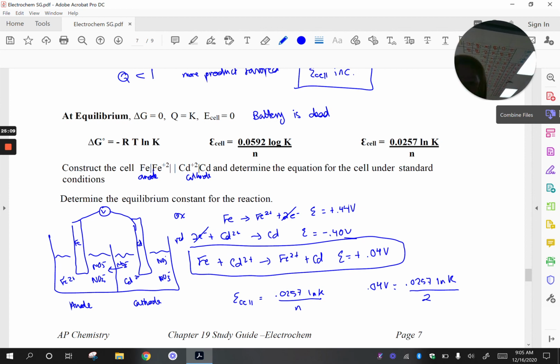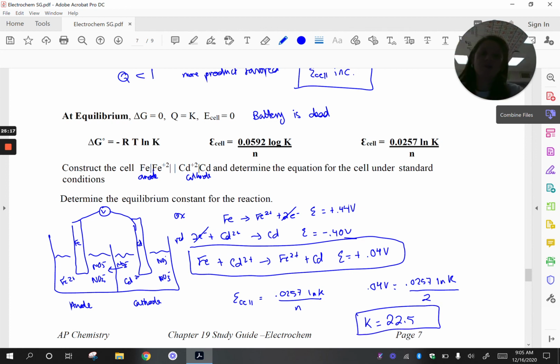I got that K is equal to 22.5. And K should be greater than 1 if it is product favored. So that matches as well.